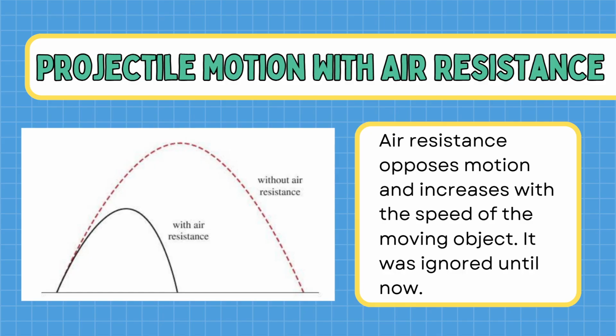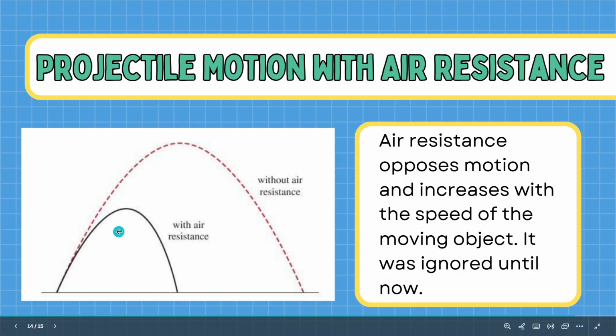Then projectile motion with air resistance. Air resistance opposes motion and increases with the speed of the moving object. It was ignored until now, as I mentioned. It was kept negligible because it's part of the curriculum to just ignore it most of the time. But for air resistance, you need to know how the graph would look.